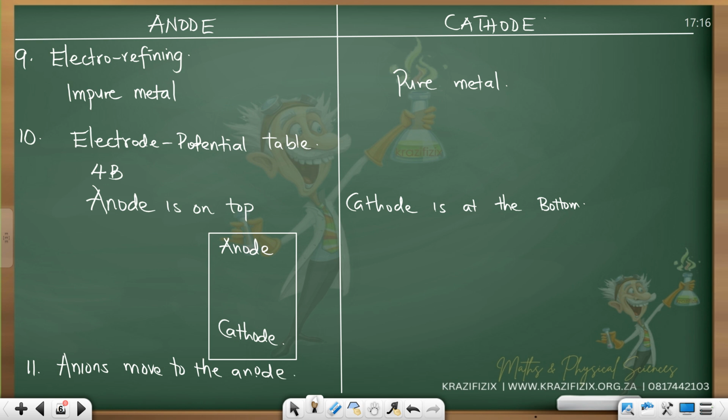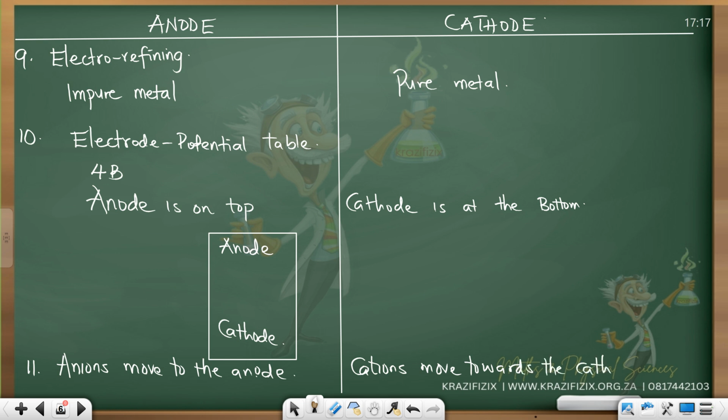No, it's just one line. No matter the cell, whether a galvanic or an electrolytic cell, no matter the cell, the anions will move towards the anode. And the thing that will guide you is the anion. Anode, the anions would move towards it. Cathode, the cations would move towards it. So the cations move towards the cathode.